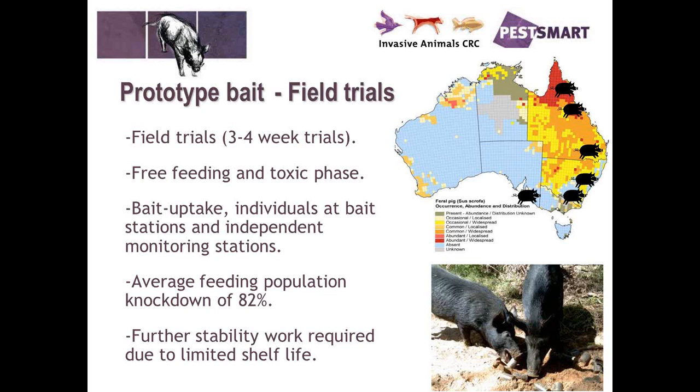During that time there's plenty of monitoring going on: bait take, individuals at bait stations using remote cameras, and also remote cameras just placed throughout the landscape at dams and things. So far, these up here in the corner you can see where we've done trials, and the average feeding population knockdown is around about 82%, which is quite good.